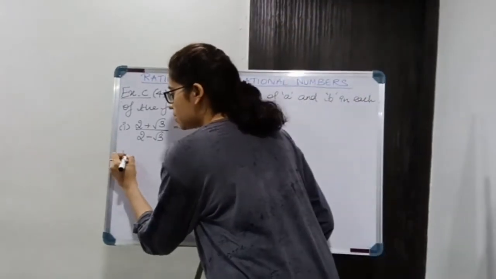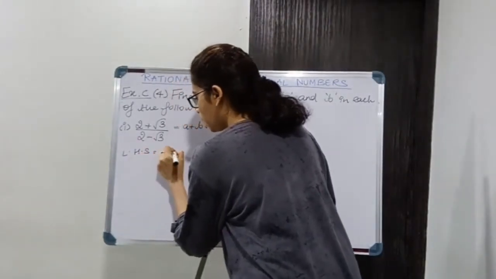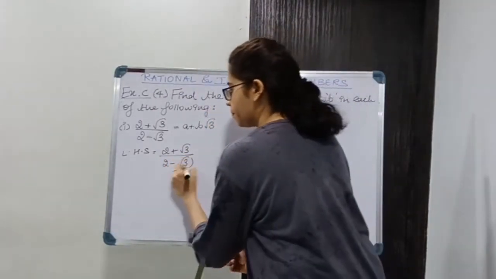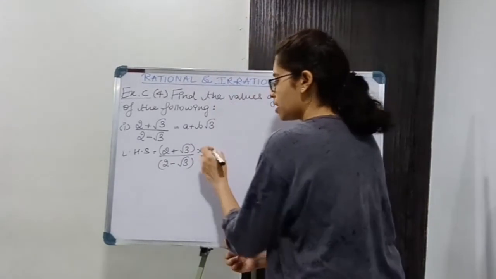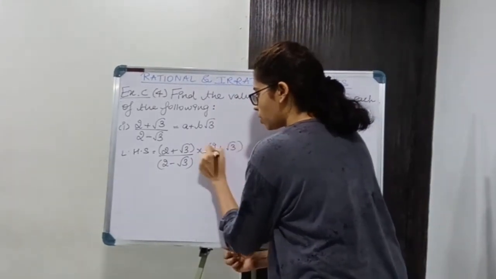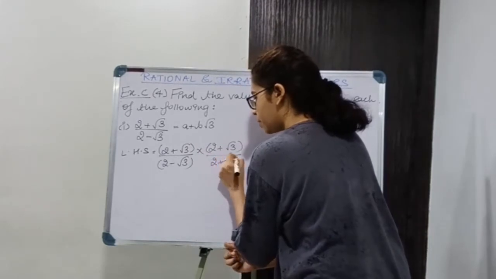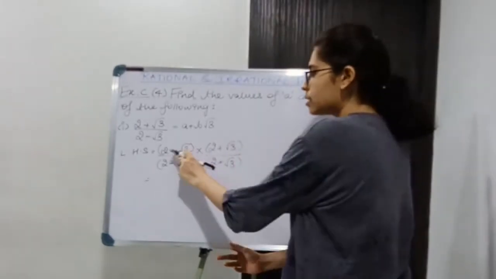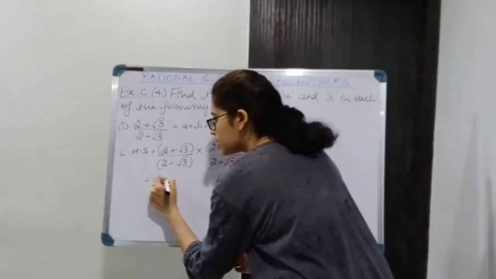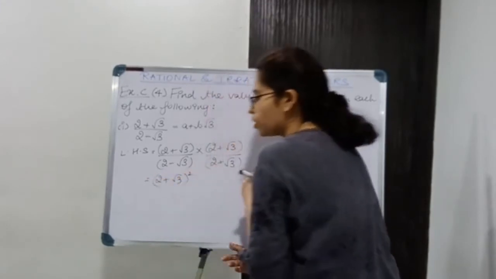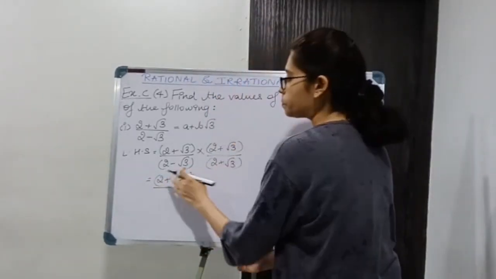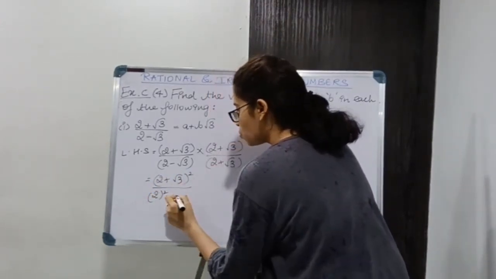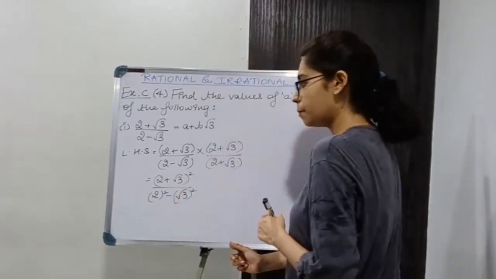Now the LHS is 2 plus root 3 upon 2 minus root 3. Now denominator का rationalizing factor है 2 plus root 3. So I'll multiply both numerator and denominator by 2 plus root 3. Now numerator में both the brackets are same. So when I multiply both the brackets, that is same brackets, it is going to be square of the bracket. Denominator में we'll get a square minus b square, that is 2 square minus root 3 square.